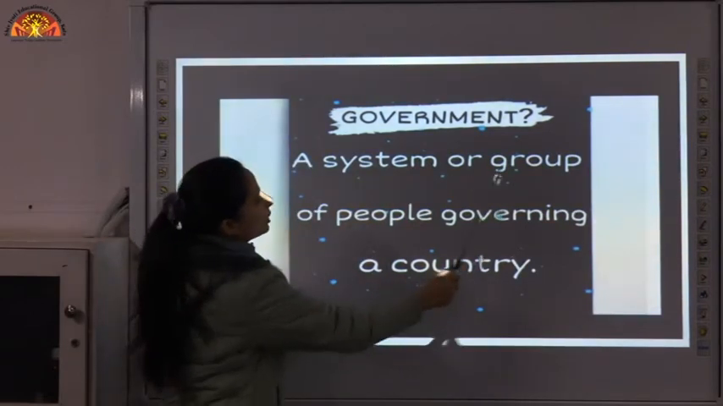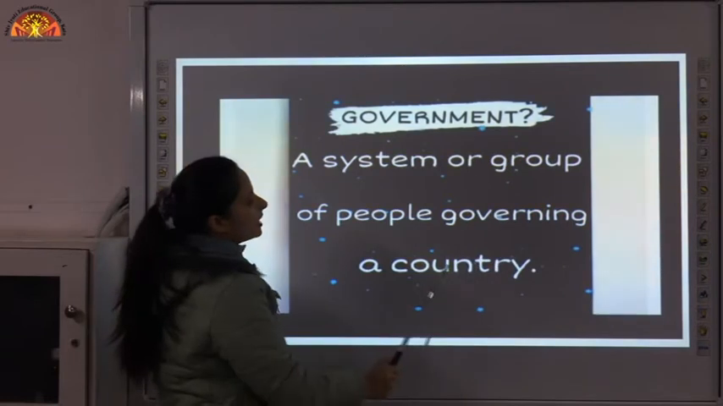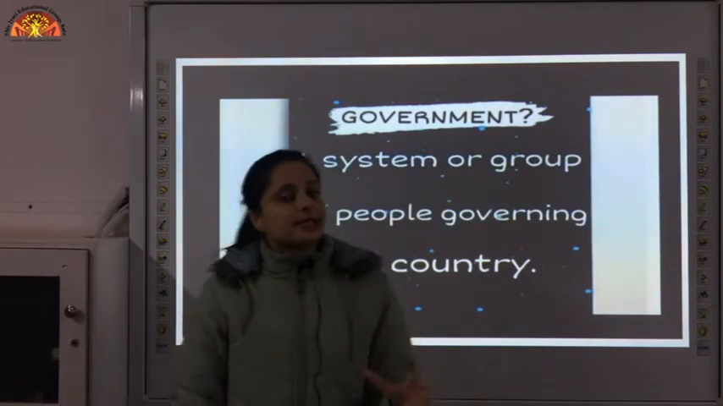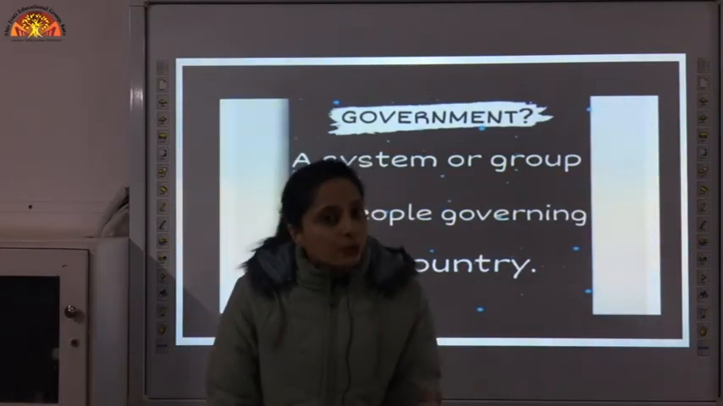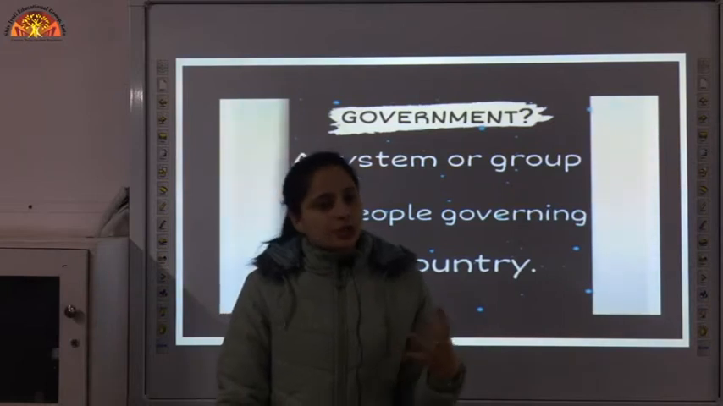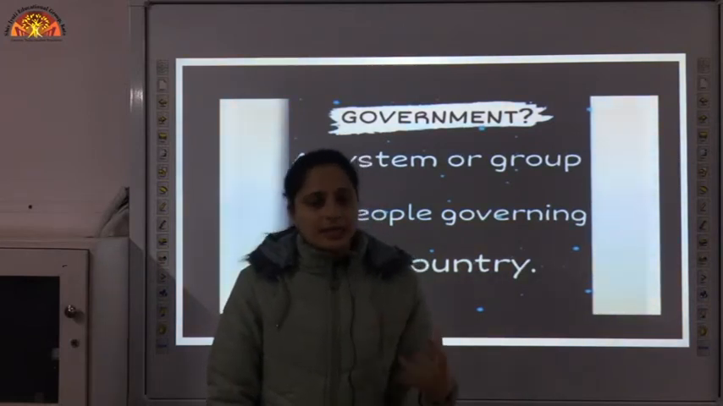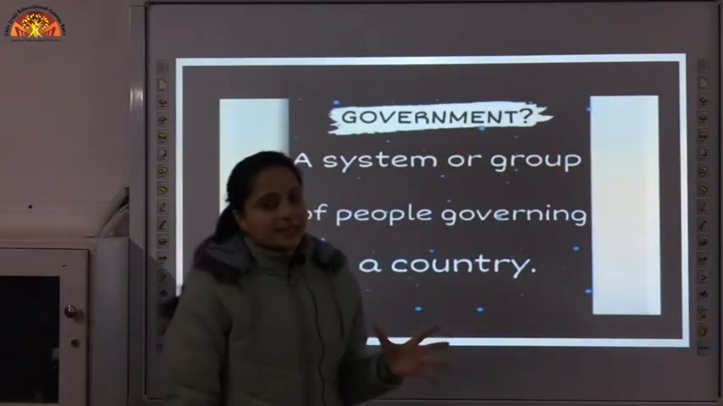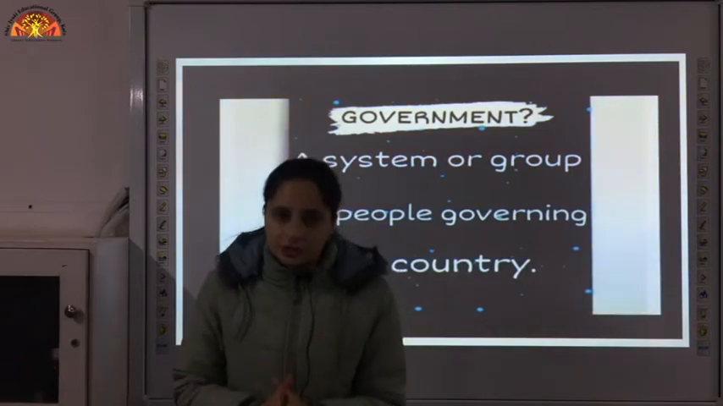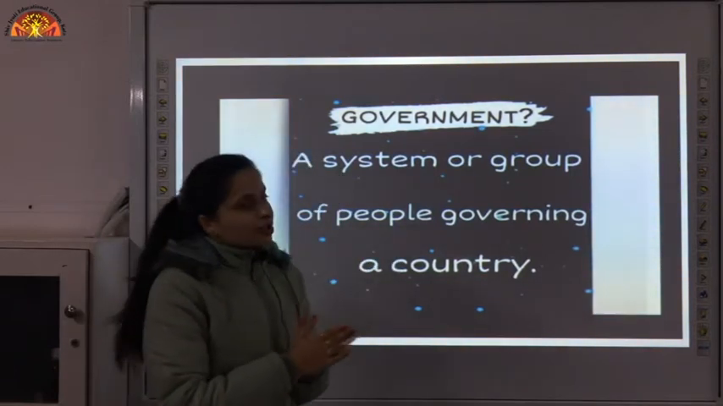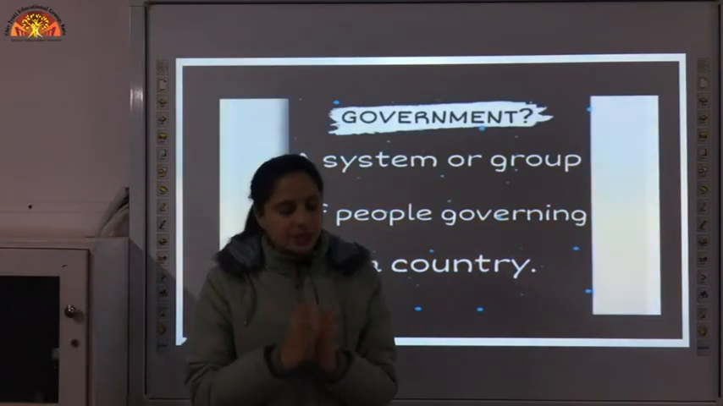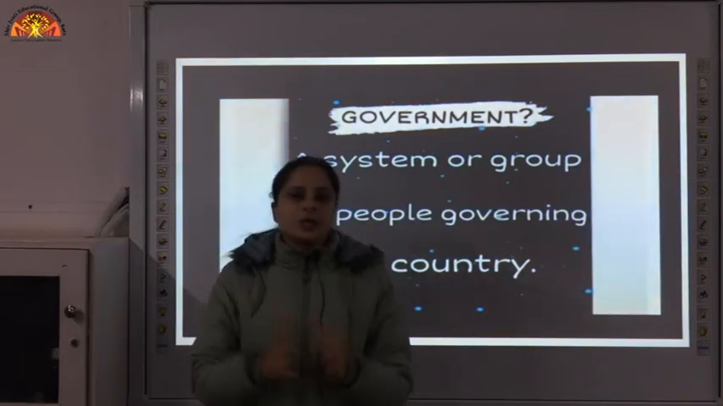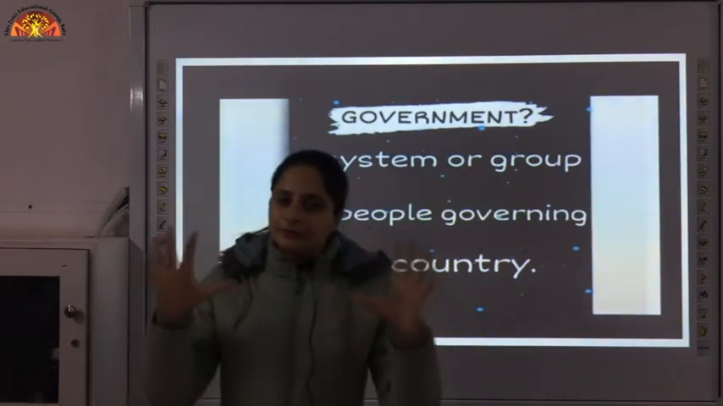A system or group of people governing a country. They form the government. Now, we know that India is a democratic country. So, how do we choose our government? It is chosen by the citizens of India and they choose their representatives who further run the country. And the government is chosen or elected by the citizens of the country, and all such countries are democratic countries. So this is how in India the government is formed.